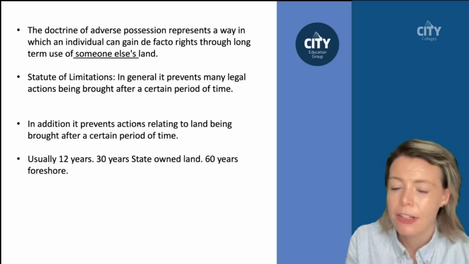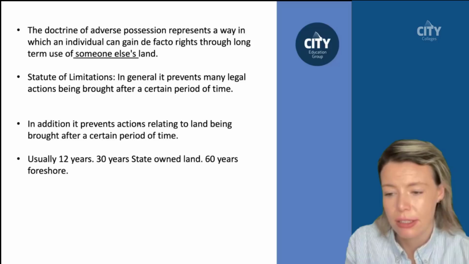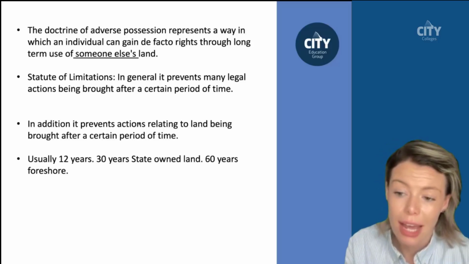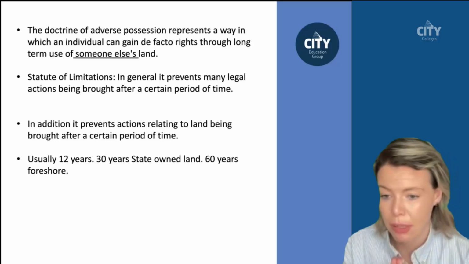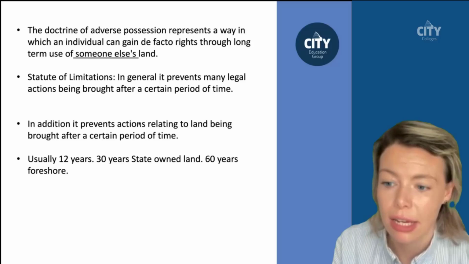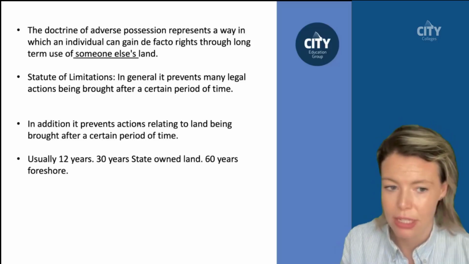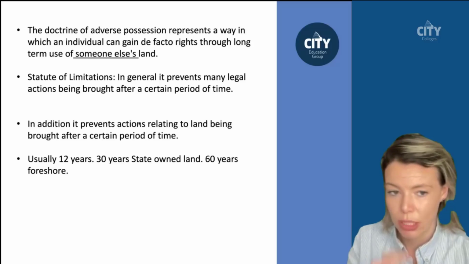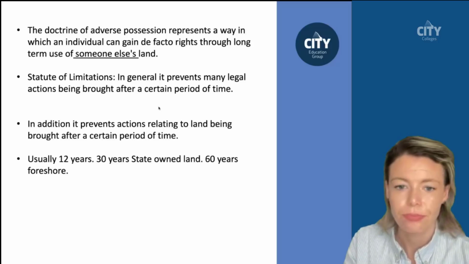So the time limits for adverse possession are 12 years, 30 years and 60 years. And remember, 30 years is for state-owned land. And please remember, this is very important, that state-owned land does not include land owned by a city or county council. 60 years then for foreshore land, which is land between high tide and low tide.